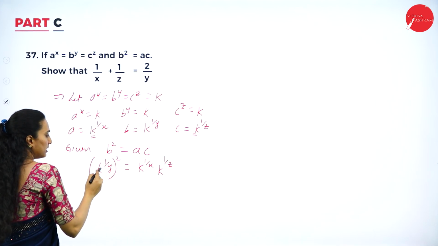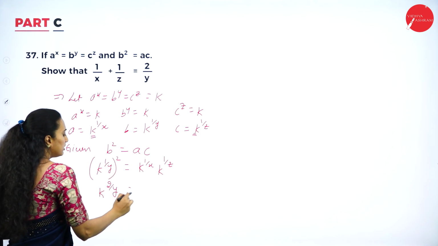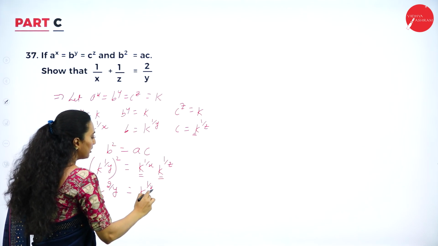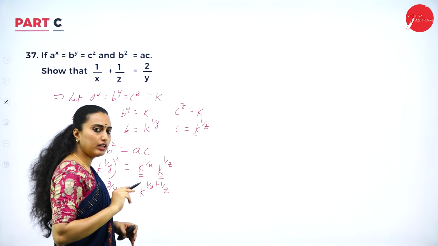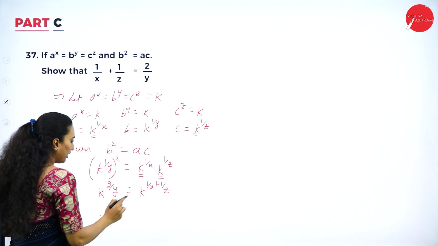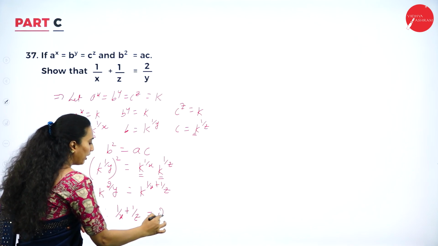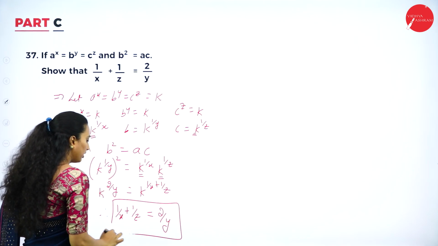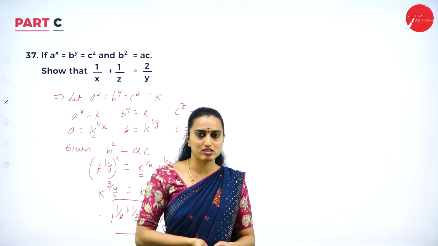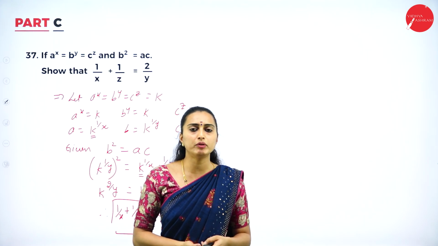Now you can multiply the powers. So k to the power of 1 by y into 2 is nothing but 2 by y, is equal to, now the bases are the same, I can add up the powers, which is 1 by x plus 1 by z. Now by theory of indices, if the bases are equal, I can equate the powers. So therefore I can write 1 by x plus 1 by z is equal to 2 by y. So this is the proof you can have. That's it. This will be for 3 marks, dear students. All the steps are very important in this question. Now we'll be moving on to the next question.